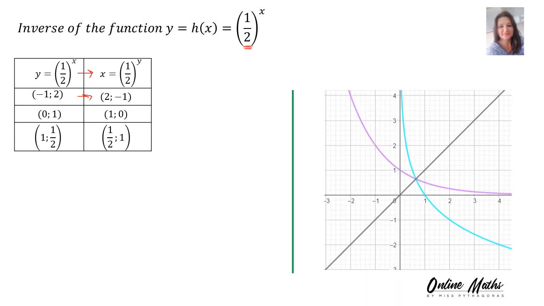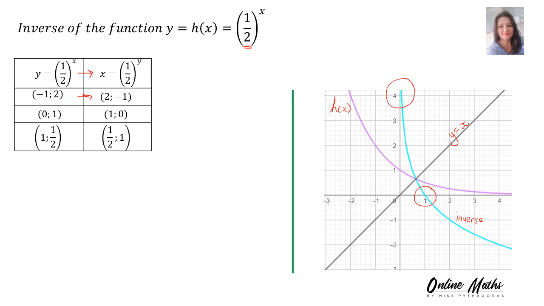So the purple one is the original h of x, and this very bright blue one, this is the inverse. And again, this gray line is the line y is equal to x, the line of symmetry. Then, can you see, I filled in the point 1, 0. Very important to add that one. And again, there's an asymptote.